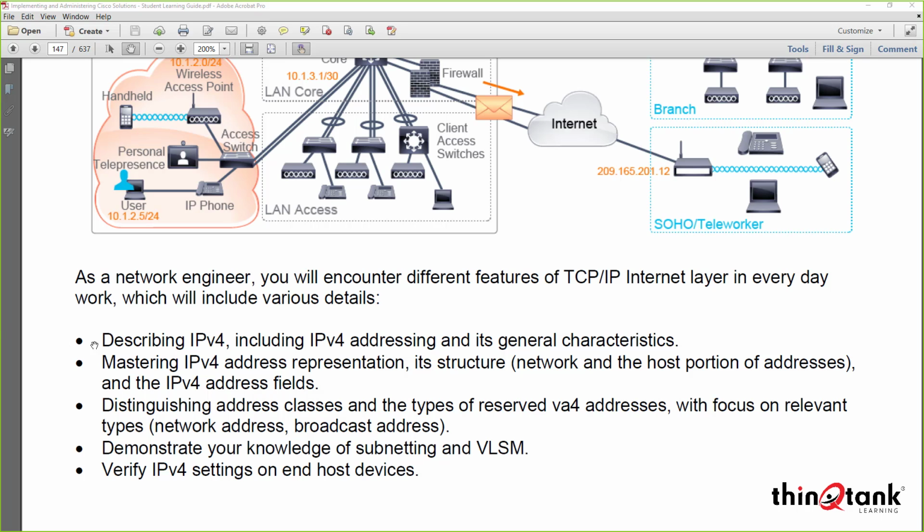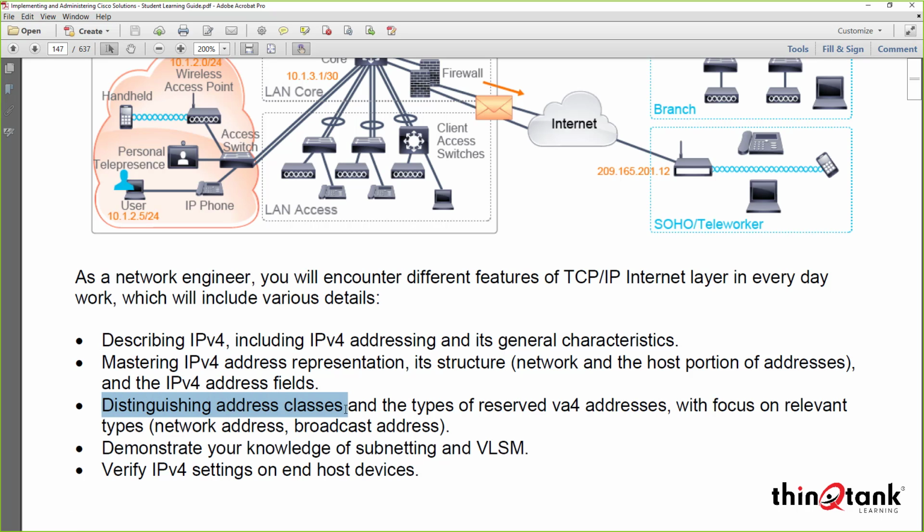So in this section, we're going to talk about what is IPv4 addressing, what are the general addressing characteristics of IPv4. We're going to talk about IPv4 address representation, the structure of IPv4 addresses. For example, what is the network portion of the address? What is the subnet portion of the address, the subnet mask? What I like to refer to as the prefix and the prefix length. Those are typical terms that we use to describe IP addressing.